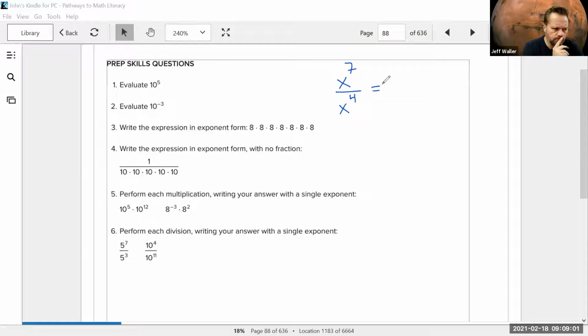X to the power 7 minus x to the power 4. No, careful. I know what you mean, but that's not what you're saying. Division cannot become subtraction. Isn't that multiplication? No, because I'm dividing.